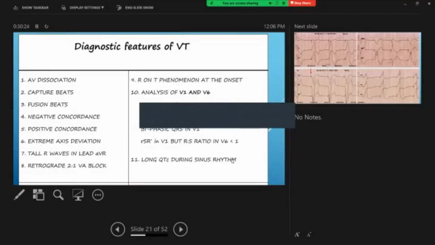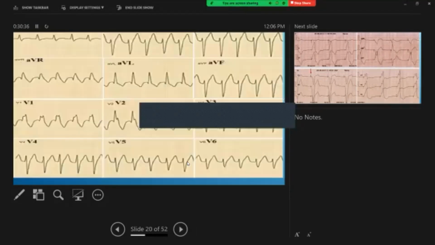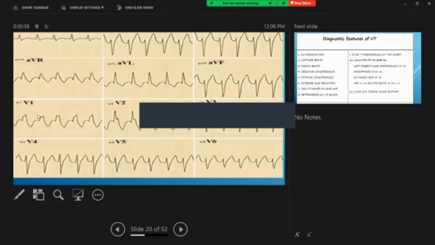In case of polymorphic VT, after termination, the ECG will show a long QT, a corrected long QT interval. Those are categorized under torsades de pointes. Now let's move to the previous ECG. Now you can't see the features I mentioned up to this, those 9 features, therefore we use number 10 feature to analyze this ECG.